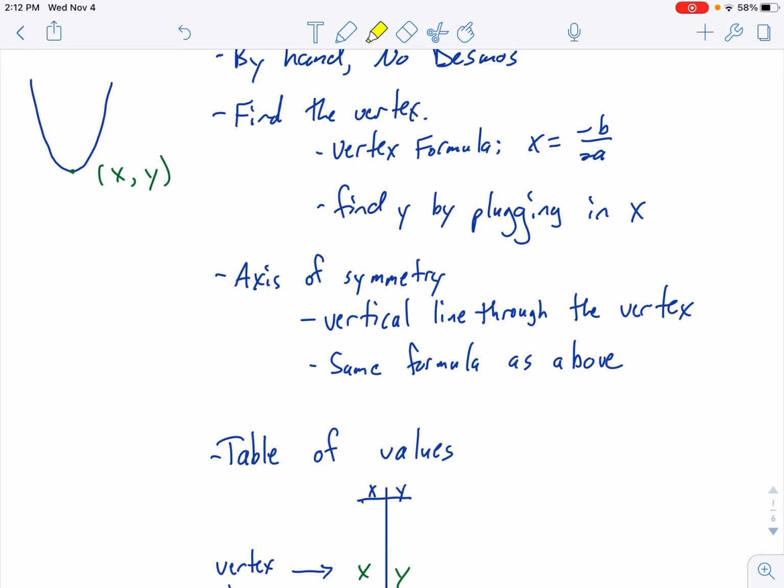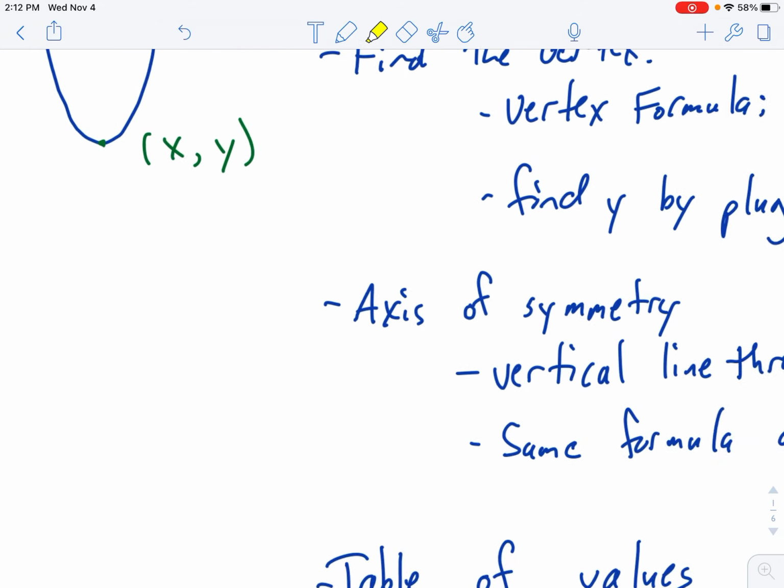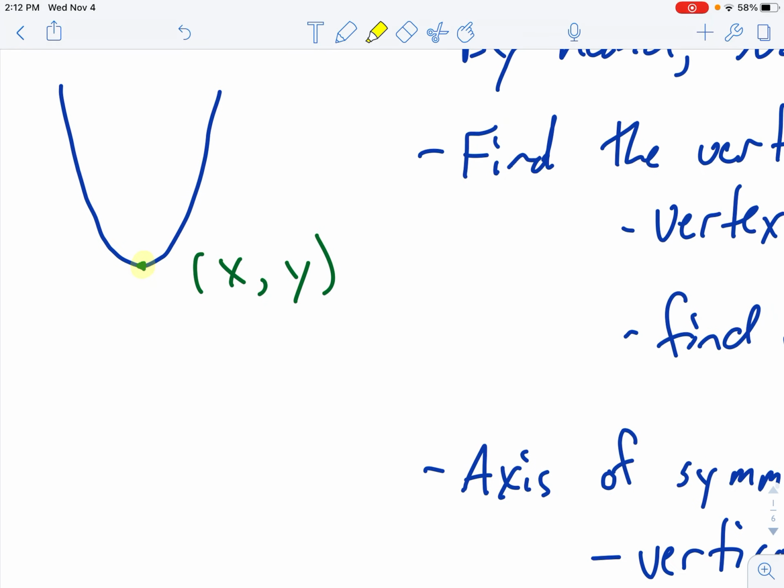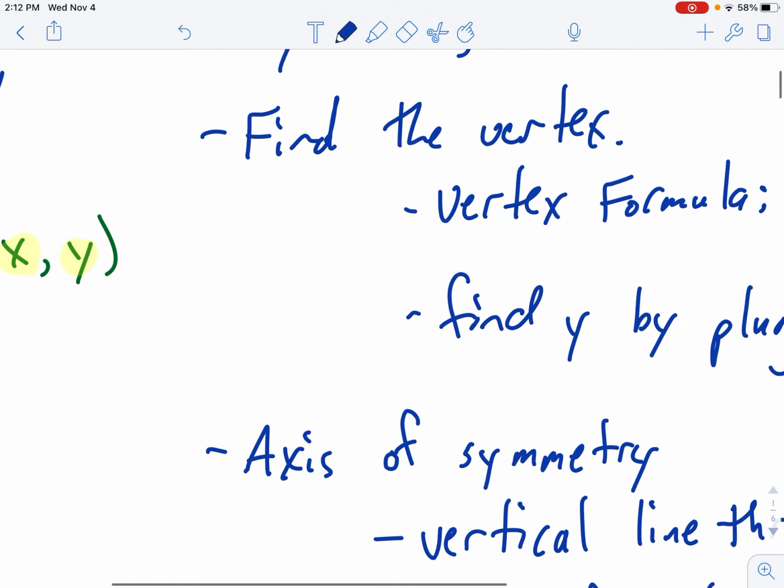The first thing you always do is find what's called the vertex. Every parabola has a vertex. It's a point at the very bottom, or if it's upside down, it'd be a point at the top. I didn't sketch that very well. But that point is called the vertex. It's obviously a point on the graph, so it's going to have an x and y coordinate.